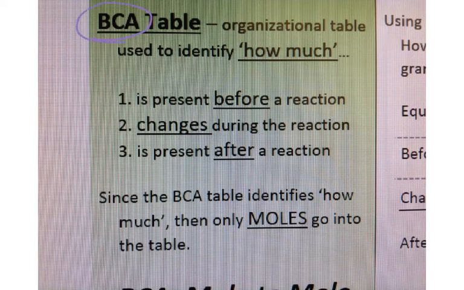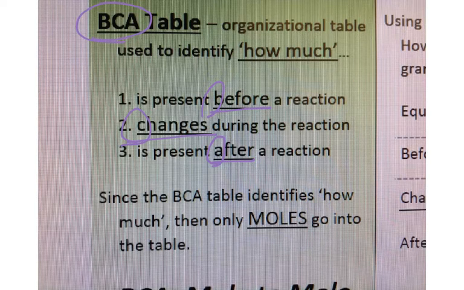The BCA chart stands for before the reaction, how much it changes, and after the reaction. So B stands for before, C stands for the change, so how much it has fluctuated because the reaction occurred, and A stands for how much you have left after the reaction.